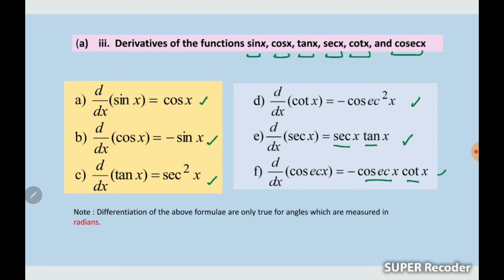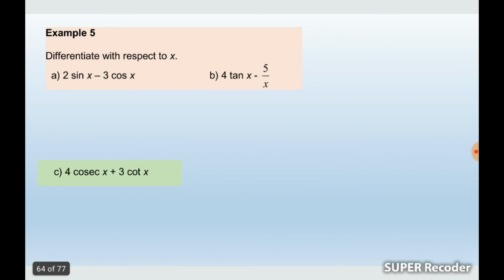Okay, so please take note that these formulas are only true for angles which are measured in the unit of radian. So x here is in unit of radian. Okay, I hope you memorize the formula. Now take a look at example 5. Differentiate with respect to x.